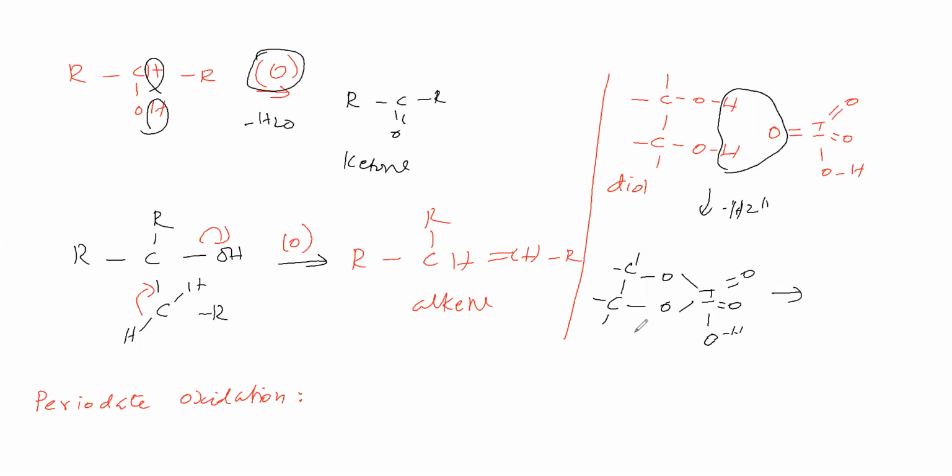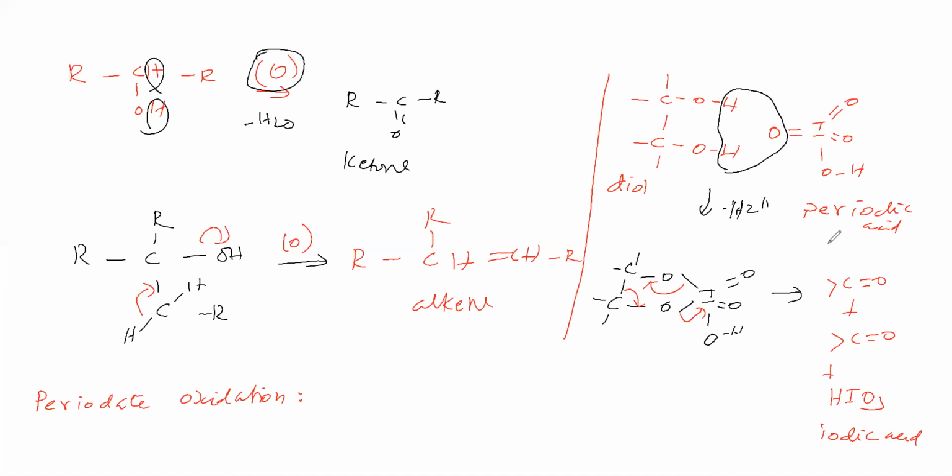What happens in the next step? This bond migrates like this. Therefore, the C-C bond is breaking. Here it becomes C double bond O. Then this becomes HIO3. HIO3 is called iodic acid. We can say HIO4 is called periodic acid.